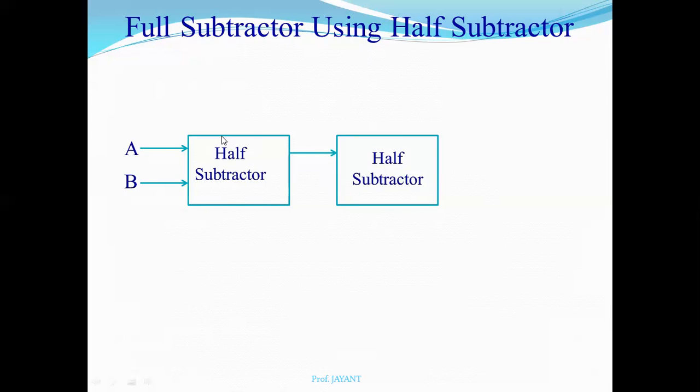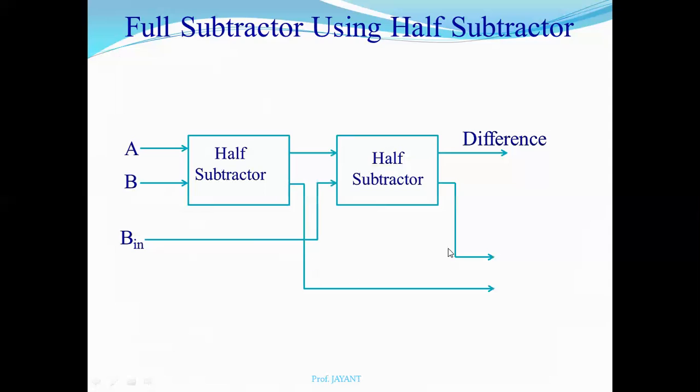We use the same logic here: A minus B gives us a difference. We use this difference as the first input of the second half subtractor, with borrow in as the second input. So we get a final difference from the two half subtractors, and we add the two borrows to get a borrow out.